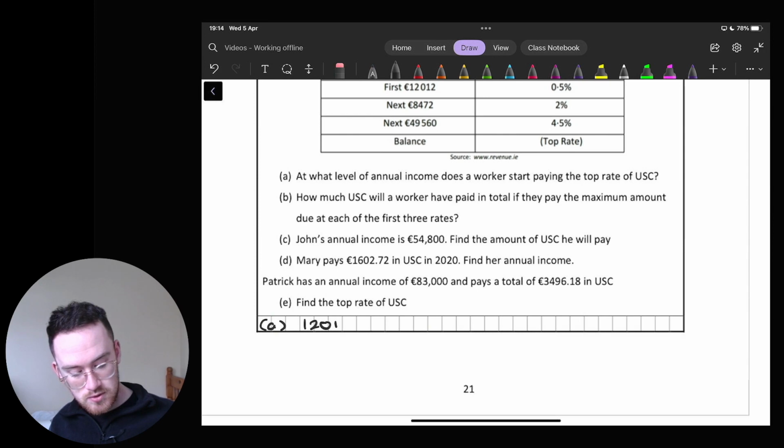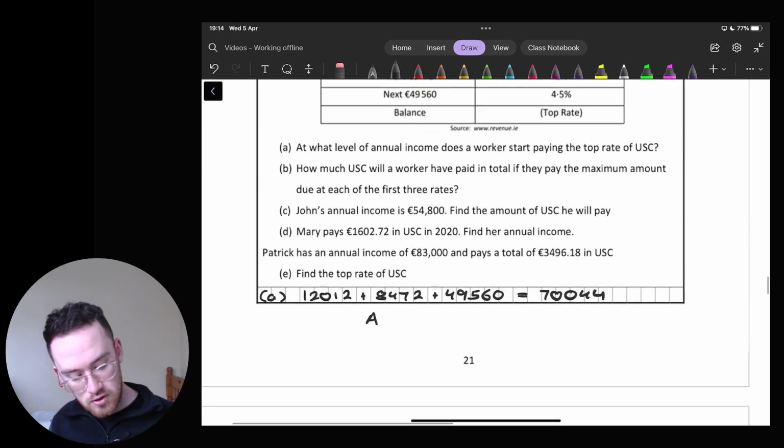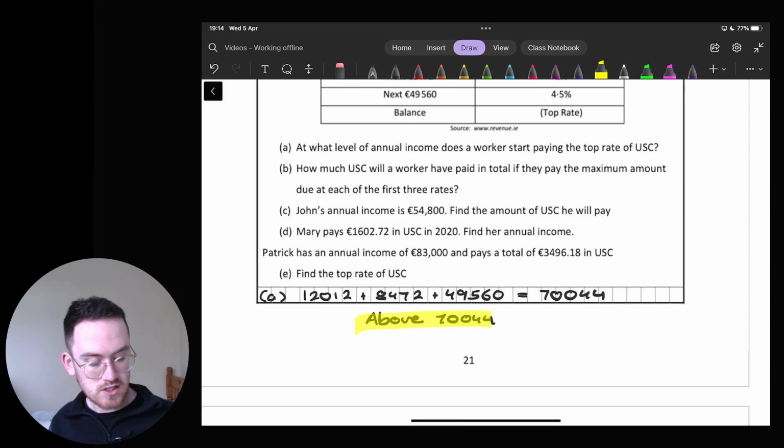So we need to add up the 12,012, the 8,472, the 49,560, and see what that gives us. It gives us 70,044. So you have to be earning above 70,044 before you'll be getting that top bracket. Okay, anything above that amount.